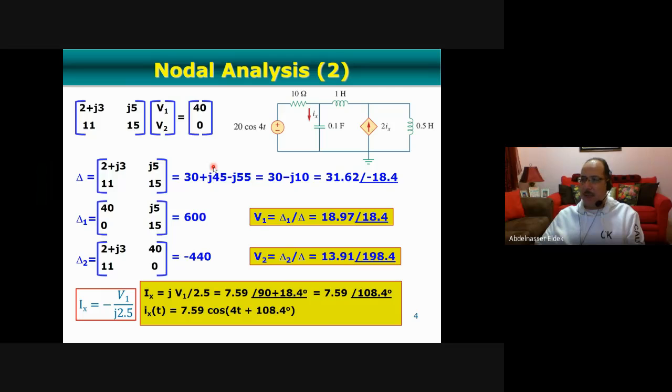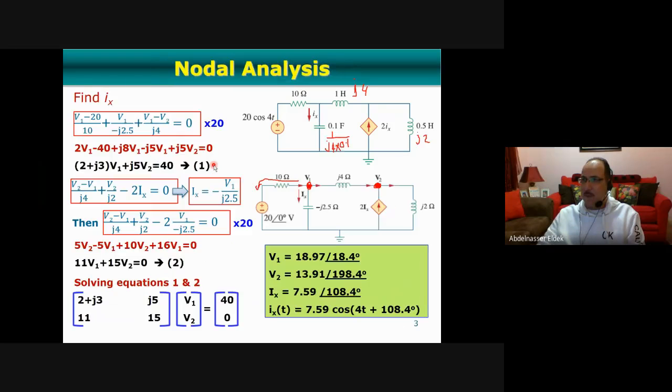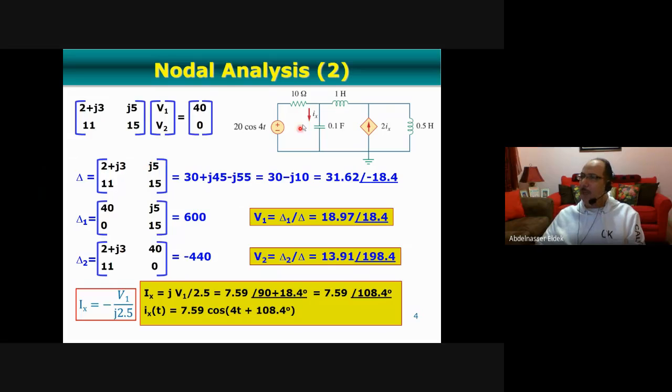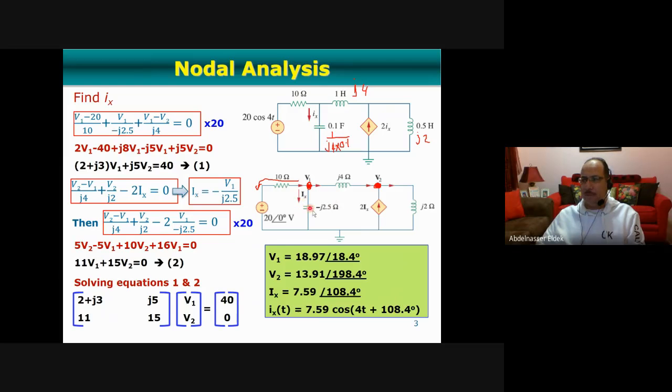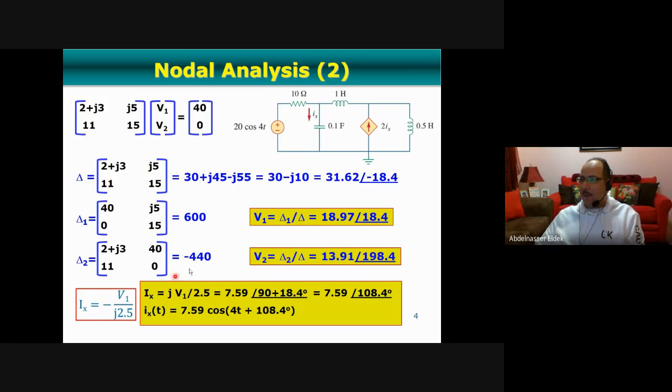Okay, so here we calculated V1, we calculated V2. So what is required here? We need to calculate Ix, I believe. This was what's required. We need to find this Ix. So Ix is what? Ix is V1 divided by, I can't remember, this one is what? Negative J2.5. V1 divided by negative J2.5. This is Ix. So Ix is V1, V1 is here, 18.97, and the angle 18.4, divided by negative J2.5.